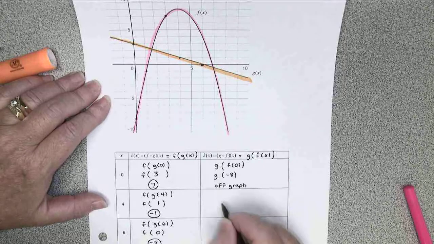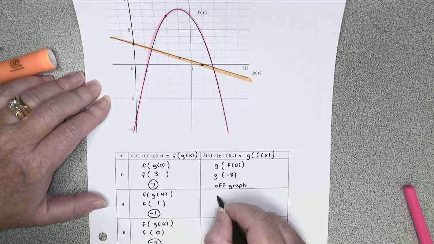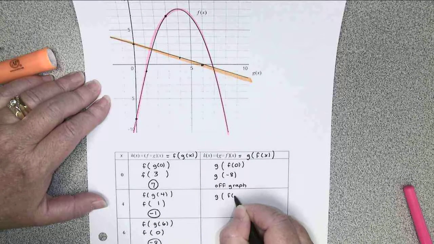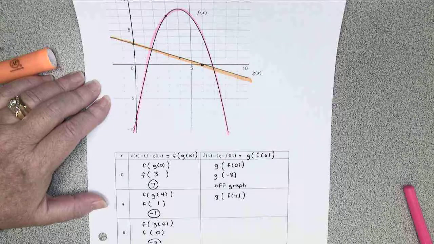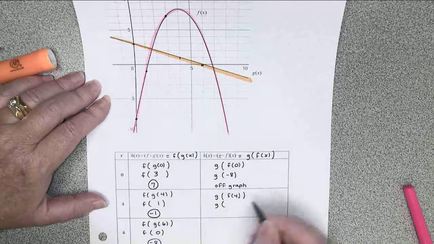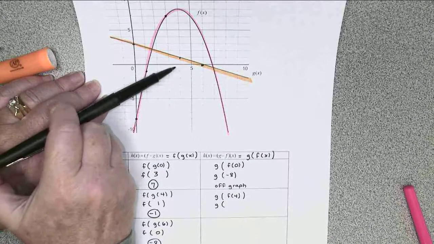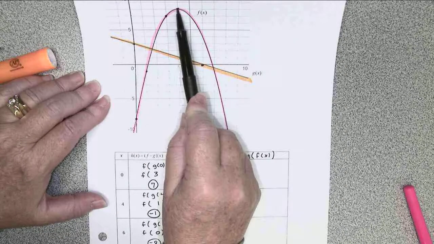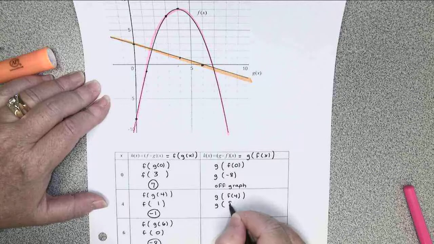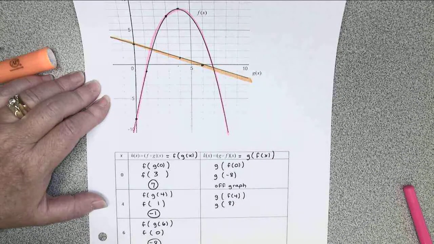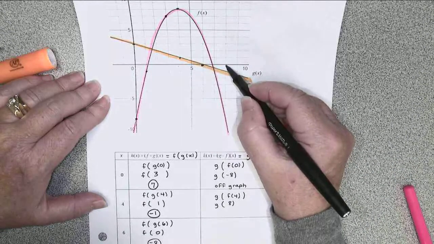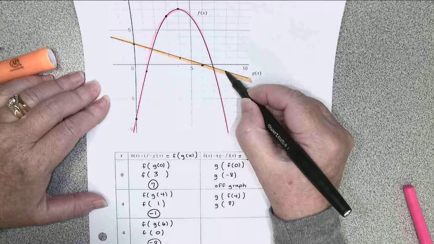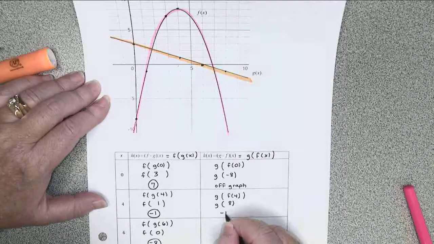Let's try the next one. Plugging in 4, g of f of 4. So let's see. F of 4. When x is 4, it looks like the y value right here is 8. Looks like I did give us enough space on the positive 8 here. If I come over to 6, 7, 8 for x, come down to the orange graph, looks like our y is negative 1.